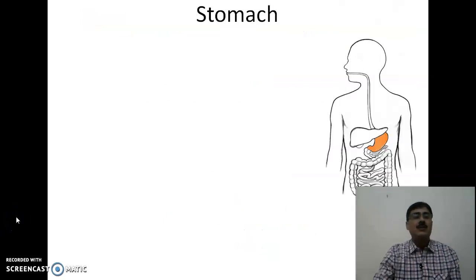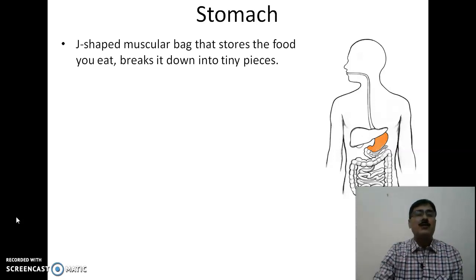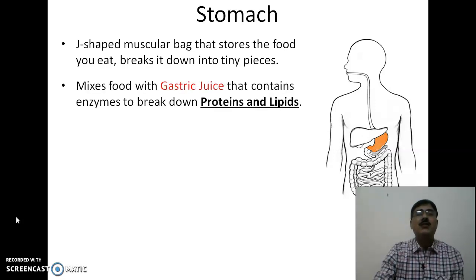Now let us discuss the digestion taking place in the gastric region. First let us discuss the anatomical features of the stomach. सबसे पहले हम पढ़ेंगे आमाशय की आंतरिक संरचना के बारे में. Stomach is a J-shaped muscular bag, as is also clear from the rough sketch shown in this slide, that stores the food you eat and breaks it down into tiny pieces.